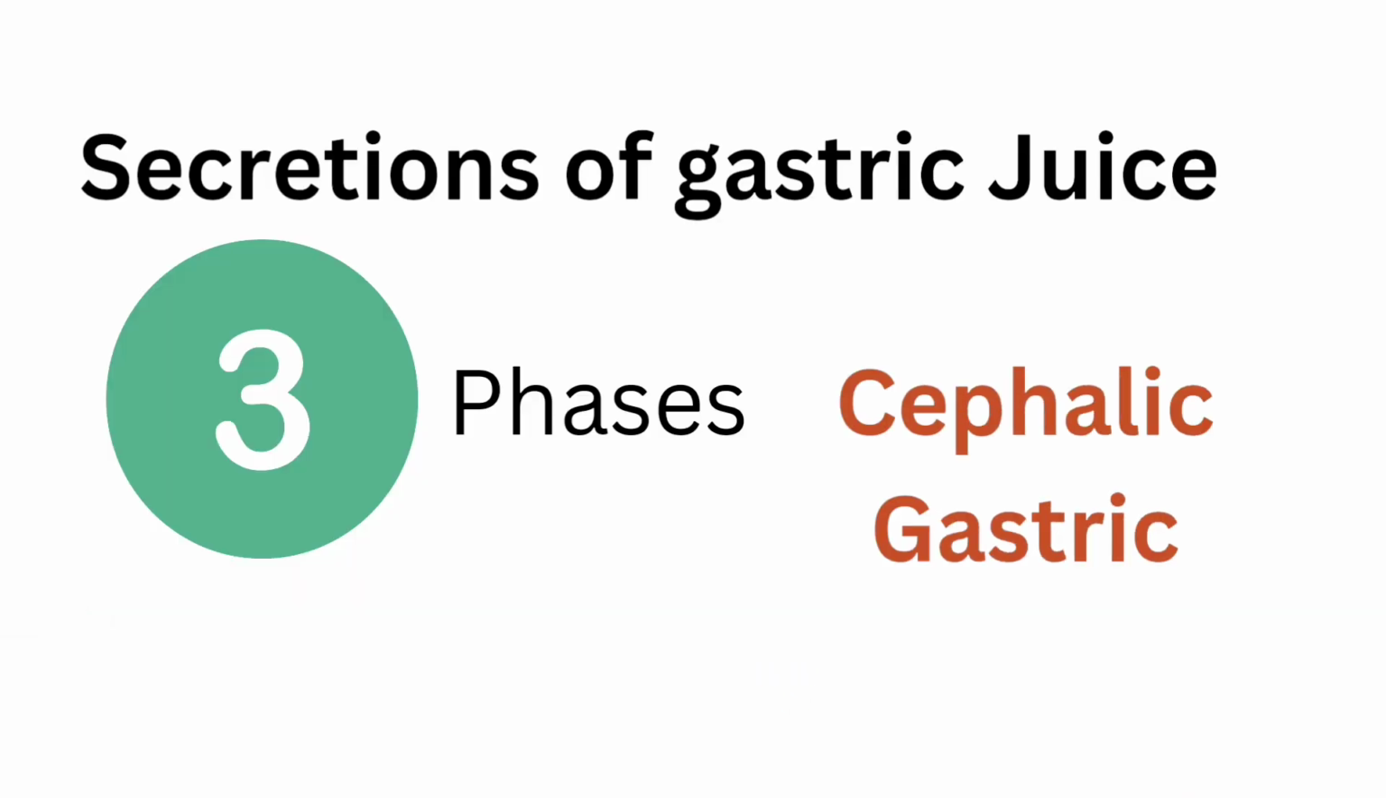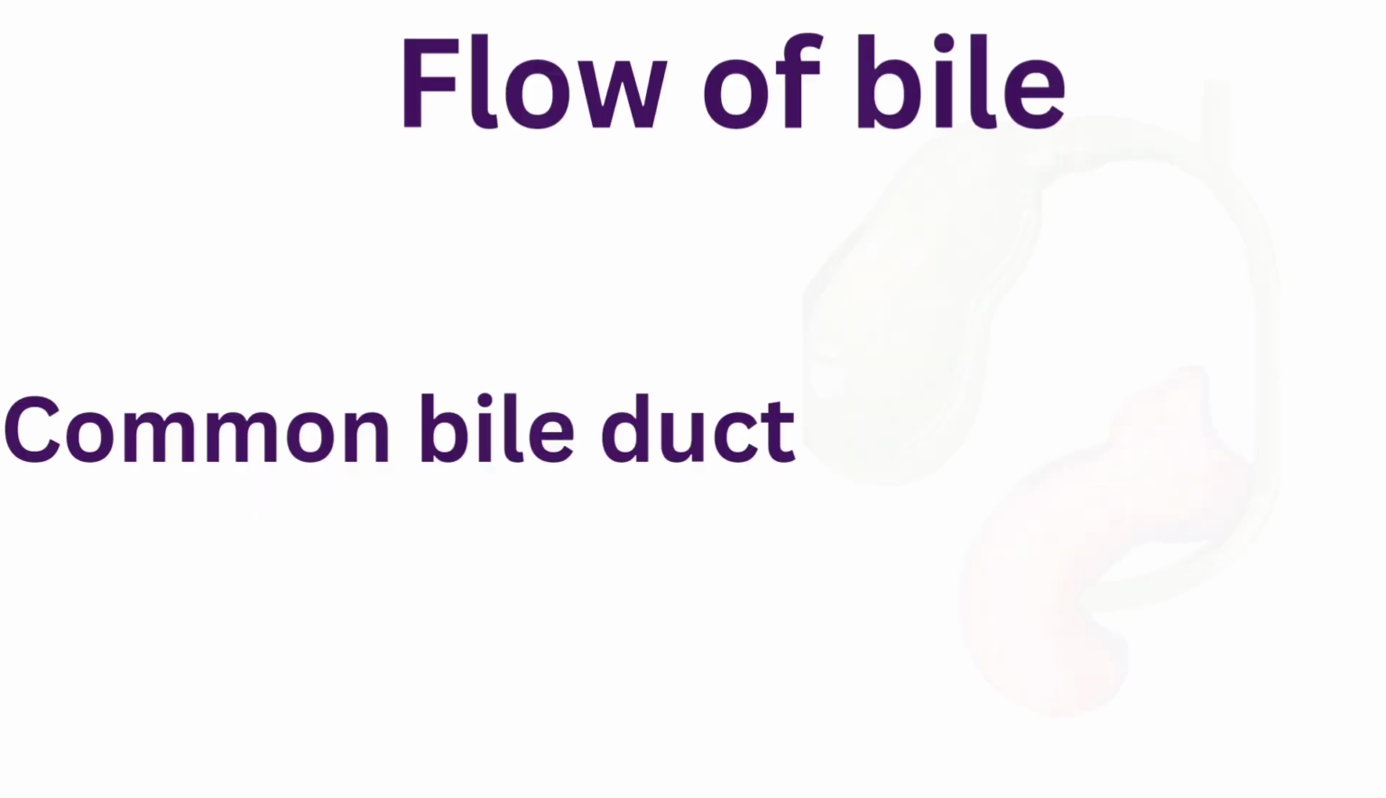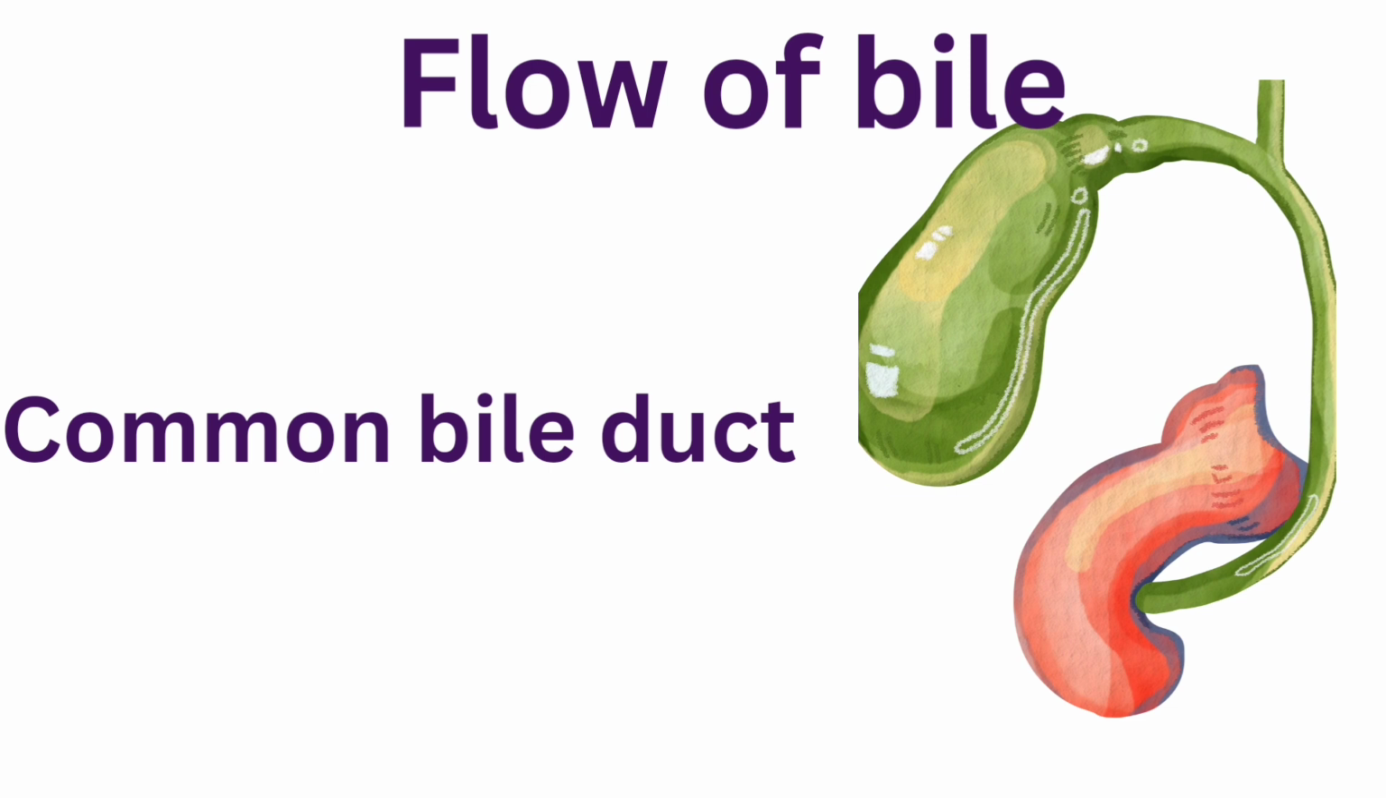Another part of the GIT that you need to pay attention to is the secretion of gastric juice. There are 3 phases: cephalic phase, gastric phase, and intestinal phase. The cephalic phase is the vagus nerve stimulation by perceiving the aroma or sighting the food. Another interesting area is the flow of bile, how bile flows from the common bile duct. So we take note of all those things and read them.